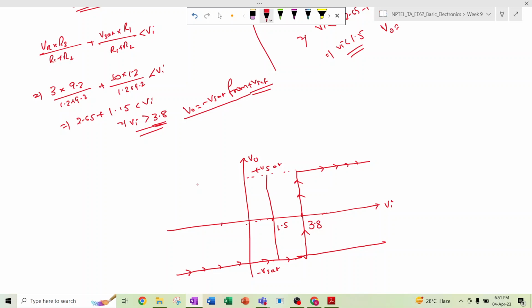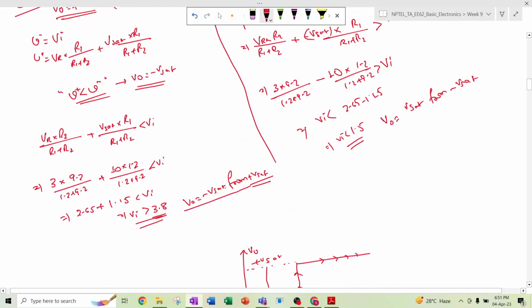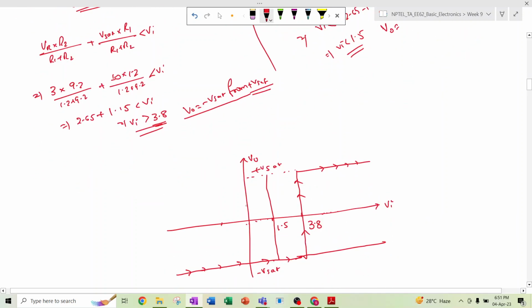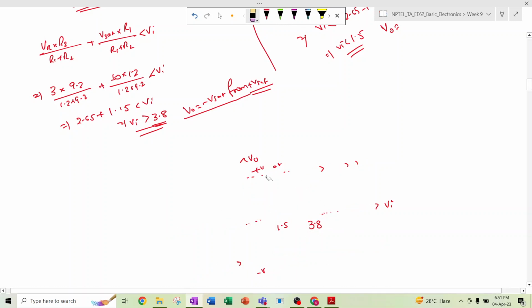Oh, just wait one second. I have done one mistake. Oh, sorry. Okay, let's draw the transfer characteristics again.